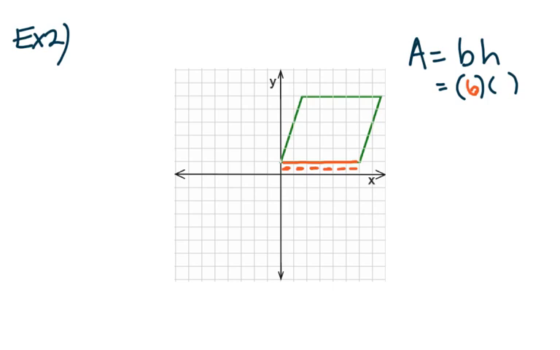So if the top of my parallelogram touches here, I'm going to count the straight units down. 1, 2, 3, 4, 5. So this parallelogram is 5 units tall. So we drop down again, and 6 times 5 is 30. So the area of this parallelogram is 30 units squared.